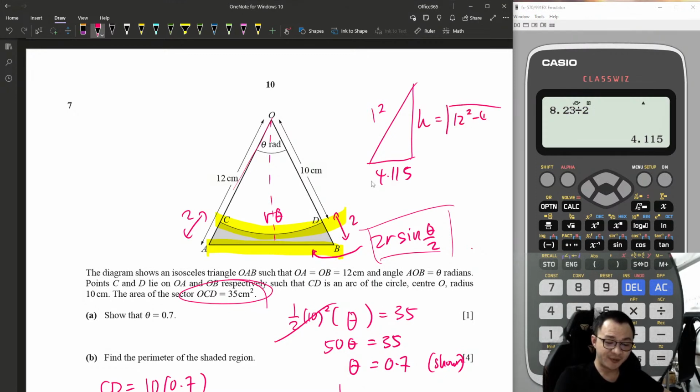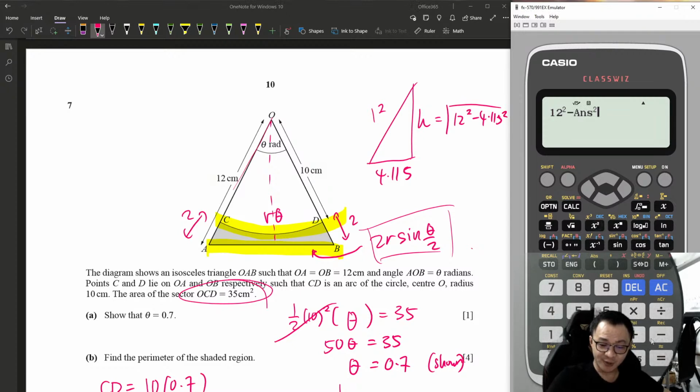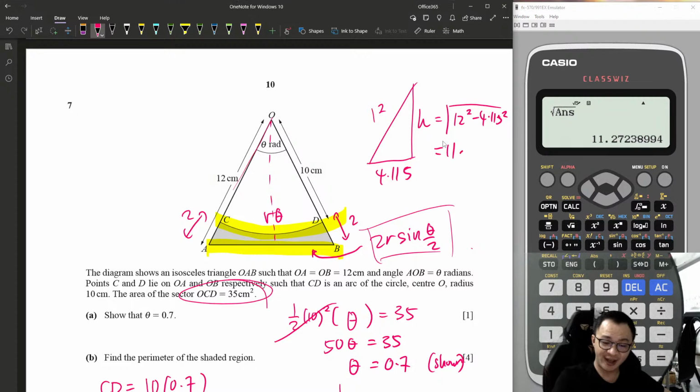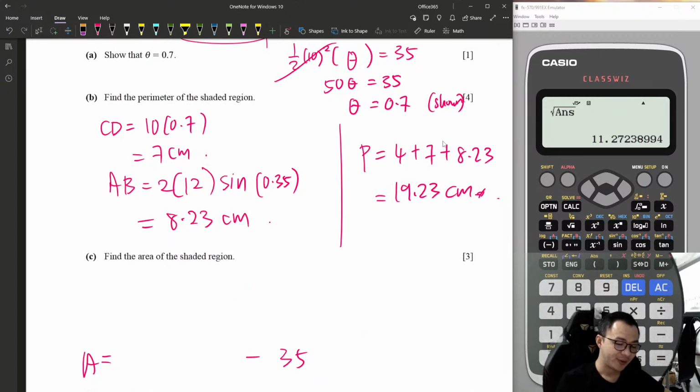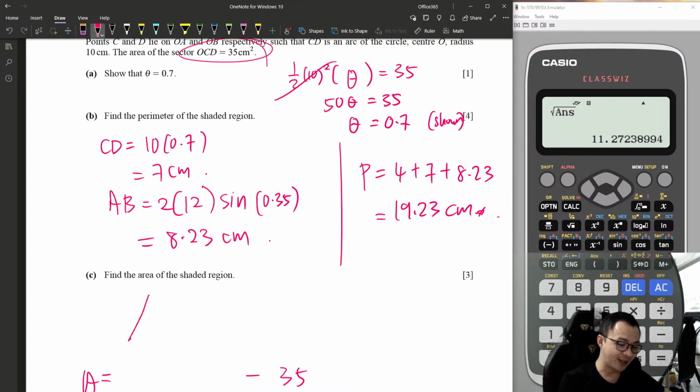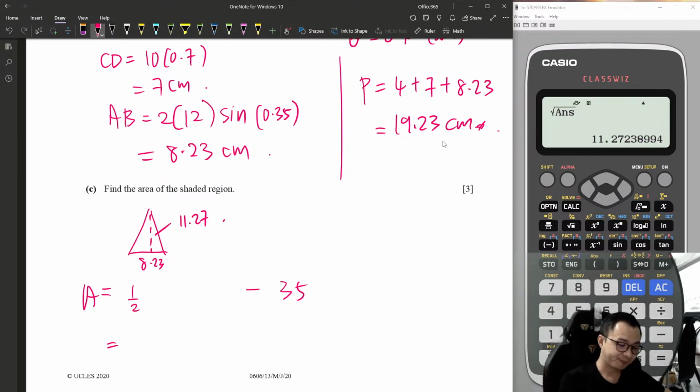12 square minus 4.115 square, 12 square minus answer square, square root the answer. So this height is basically 11.27. Yes, height is not 12. So therefore this triangle base is 8.23, height will be 11.27. Let's do it again.